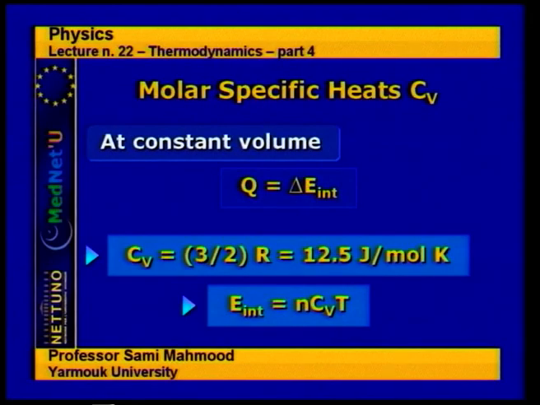And thus we have an alternative form for the internal energy of the ideal gas. We can write the internal energy as E internal is equal to n Cv times T. We replace 3/2 R by Cv. Now, what is the purpose for this later equation, E internal equal to n Cv T?